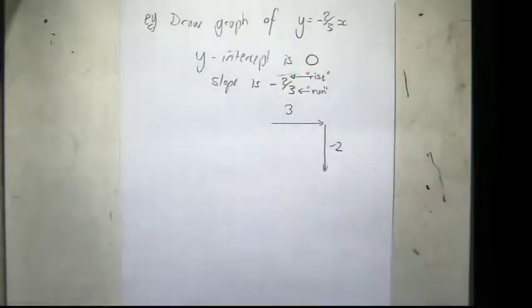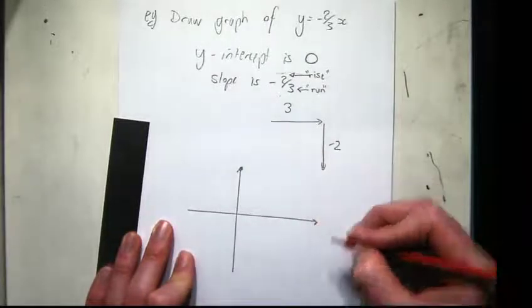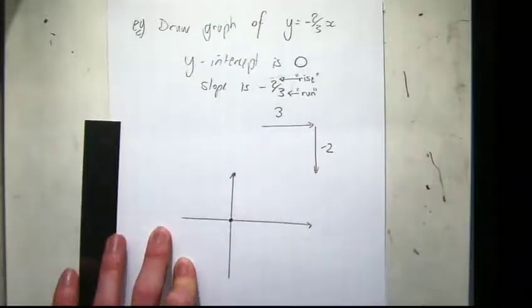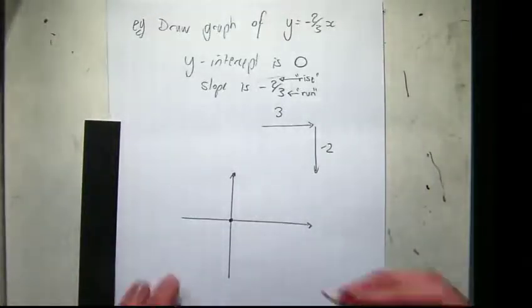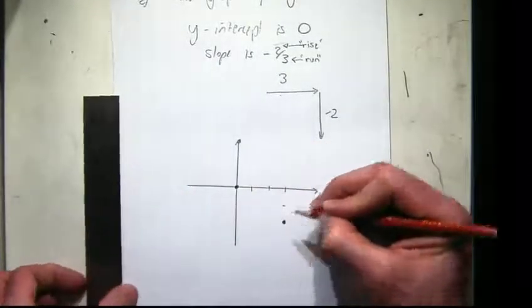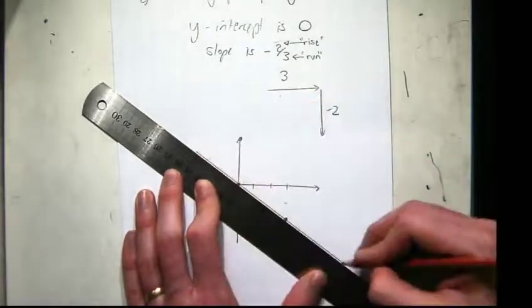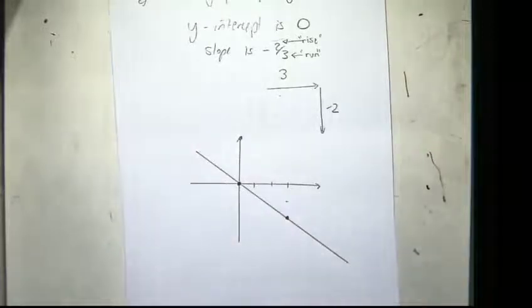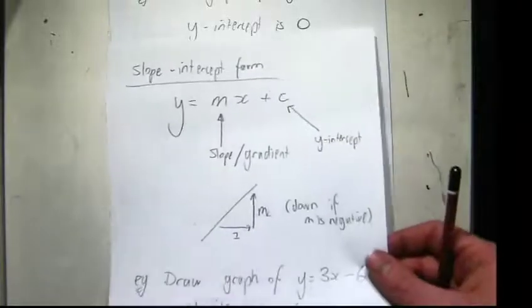So now I can draw my graph. The y-intercept is 0. It crosses the y-axis at the spot where y is 0. And for every 3 across it goes down 2. So it passes through that point. So that's how to draw lines of certain slopes if you have it in slope-intercept form.